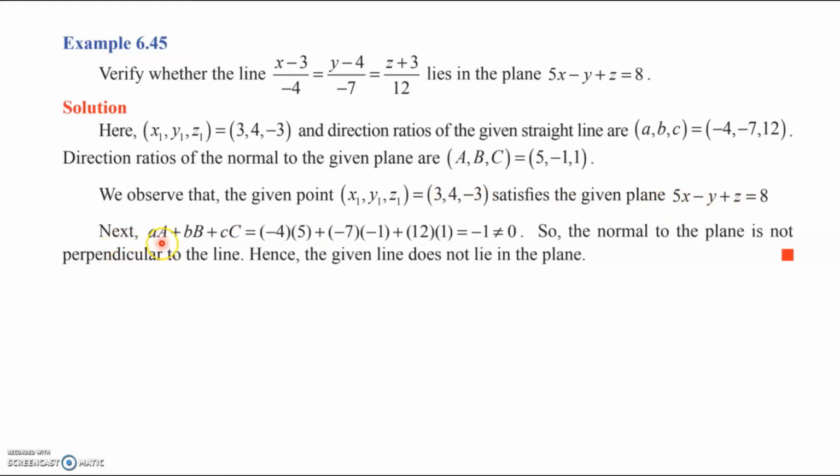And next, let's bring out our condition, which is Aa plus Bb plus Cc should be equal to 0. If you put the values here, your a is minus 4, b is minus 7 and c is 12, and your capital A, B, C are 5, minus 1 and 1. So, substituting those values here, you get the answer as minus 1 and it is not equal to 0. Therefore, the normal to the plane is not perpendicular to the line, hence the given line does not lie in the plane. So that's the answer for this example.